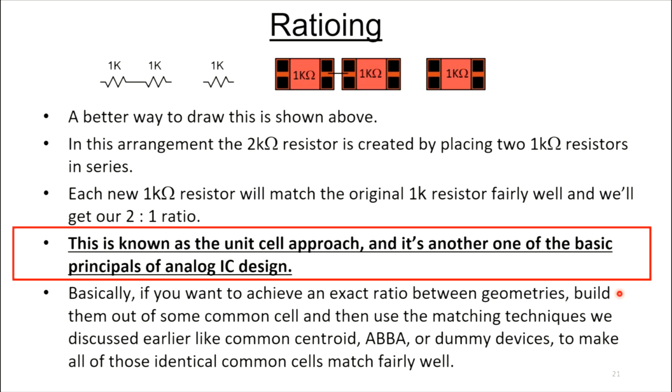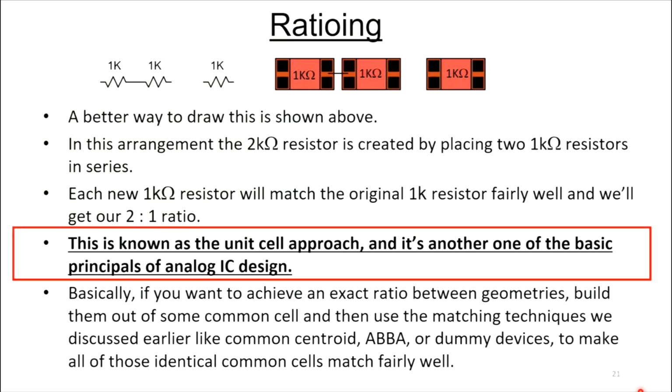Now, in this arrangement, the 2K resistor is created by placing two 1K resistors together and then just hooking them up in series. So the 1K resistors that you're adding are going to match the original 1K resistor fairly well. It's the exact same geometry, and we'll also get a ratioing of the head resistance. So this gives us a much better way of creating our 2-to-1 ratio.